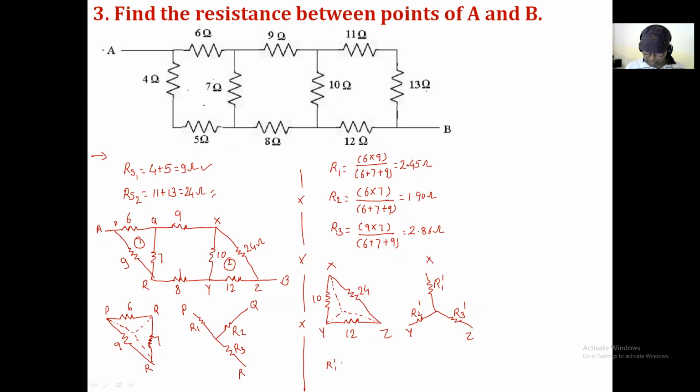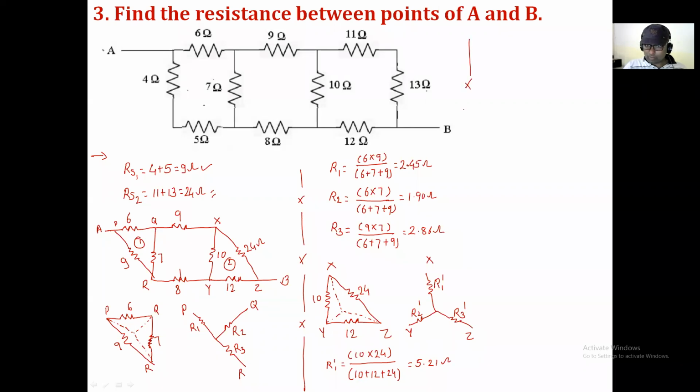R1 dash is connected to point X. Come here at point X. Product of the two branches. What are these two branches? 10 multiplied by 24 divided by summation of all resistors, 10 plus 12 plus 24. Can you give me this answer? 5.21.